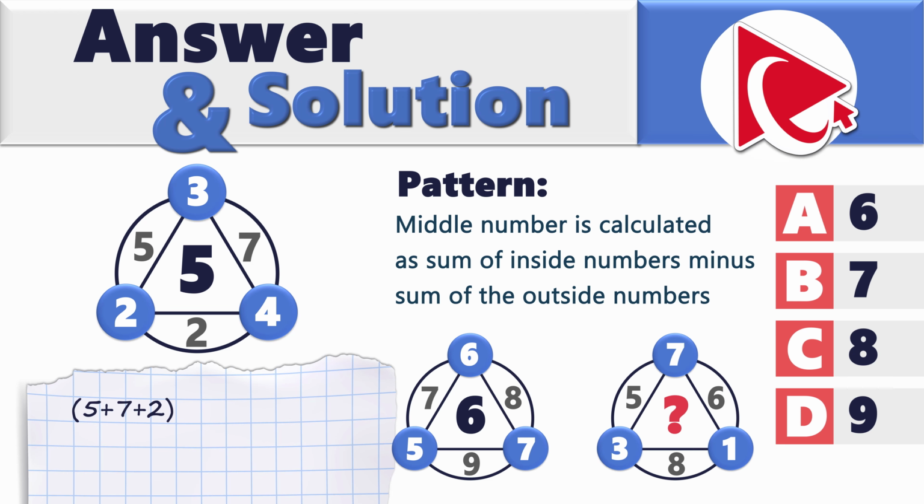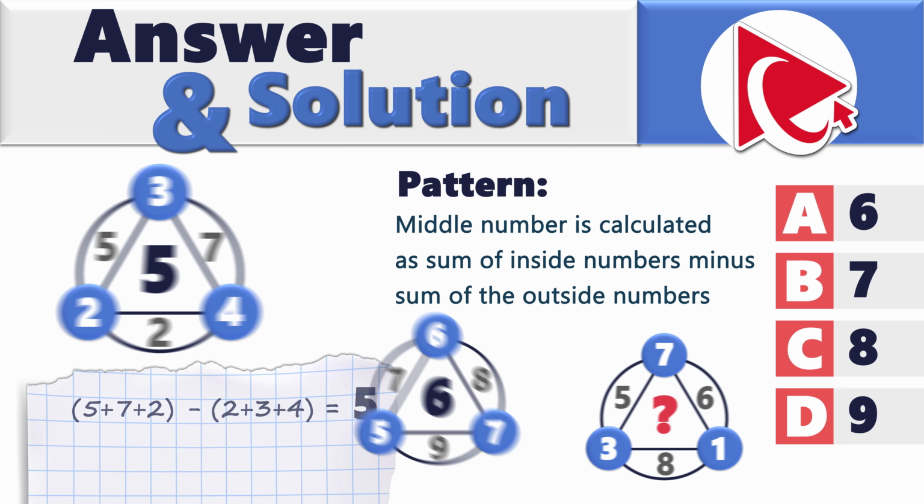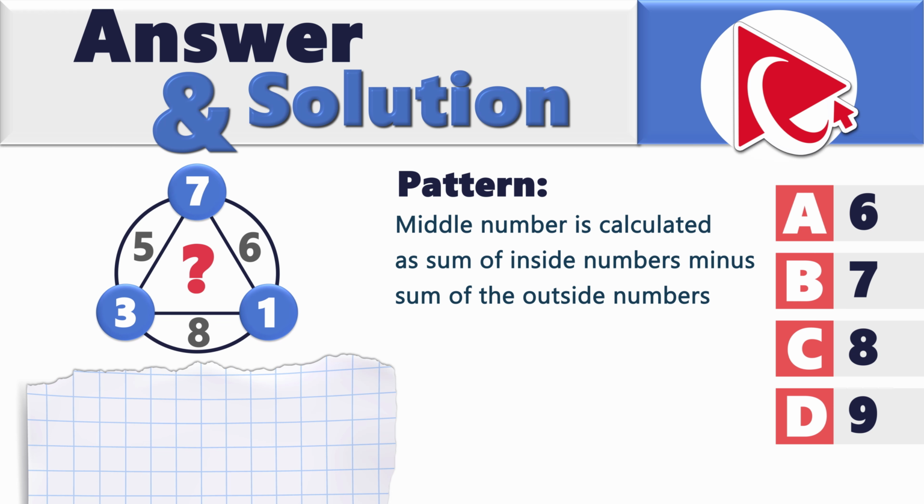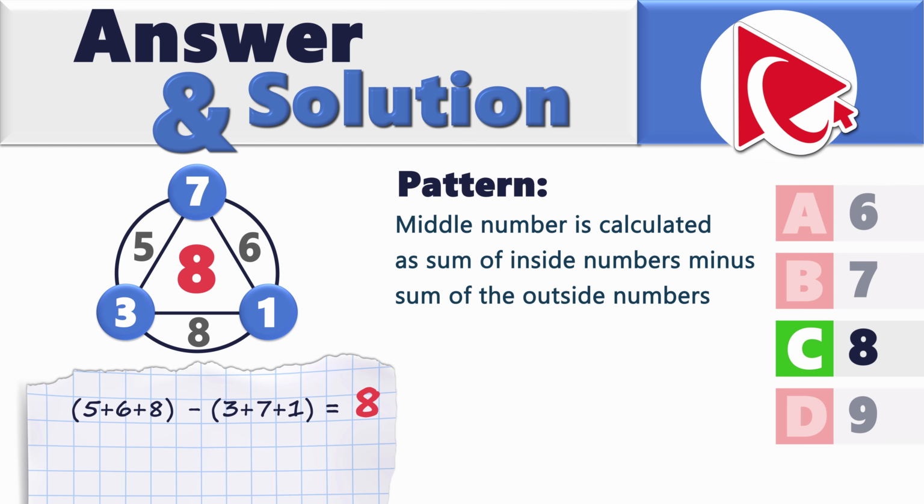5 plus 7 plus 2 minus 2 plus 3 plus 4 equals 5. The calculations for the second shape are very similar. 7 plus 8 plus 9 minus the sum of 5 plus 6 plus 7 equals 6. Let's calculate then the missing digit. 5 plus 6 plus 8 minus 3 plus 7 plus 1 equals 8. So the correct answer here is choice C, 8.